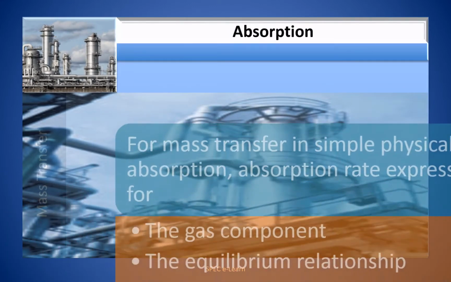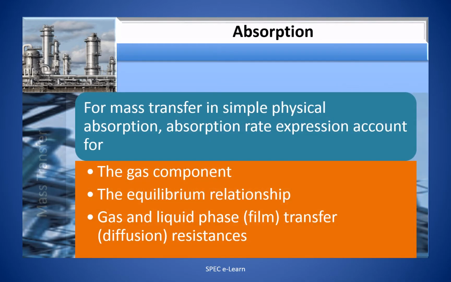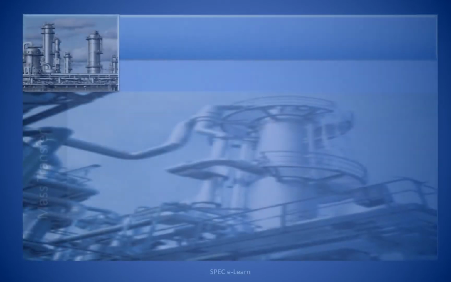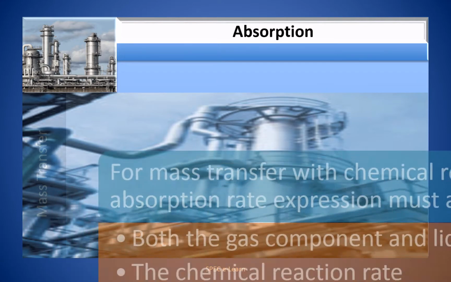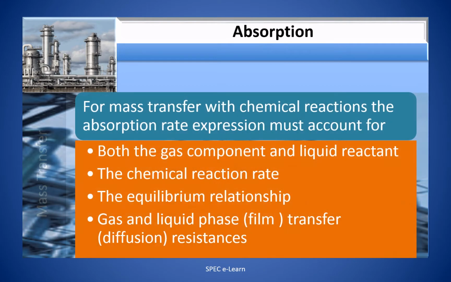For mass transfer in simple physical absorption, the absorption rate expression should account for the gas component, the equilibrium relationship, gas and liquid phase transfer resistances. For mass transfer with chemical reactions, the absorption rate expression must account for both the gas component and liquid reactant, the chemical reaction rate, the equilibrium relationship, gas and liquid phase transfer resistances.